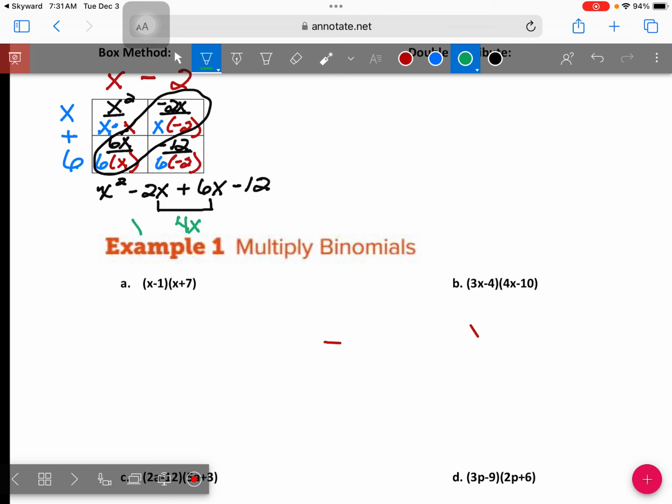I don't have anything to combine with x squared. This was a positive 4x, and there's nothing to combine with the negative 12. So this is my final answer. And yes, it is in standard form. Any questions about that?